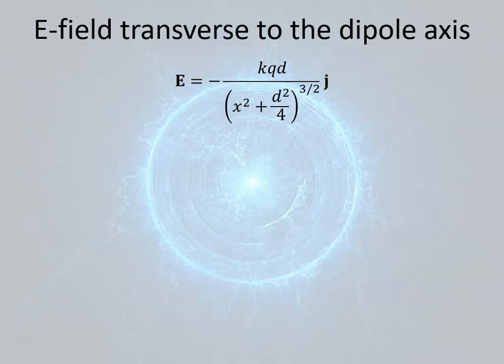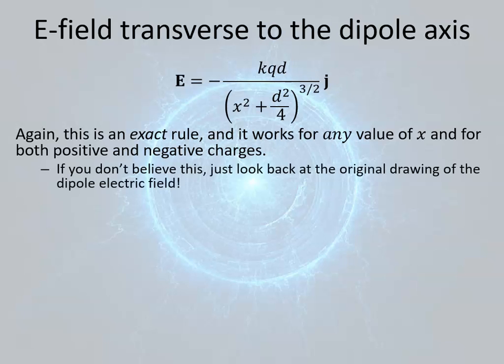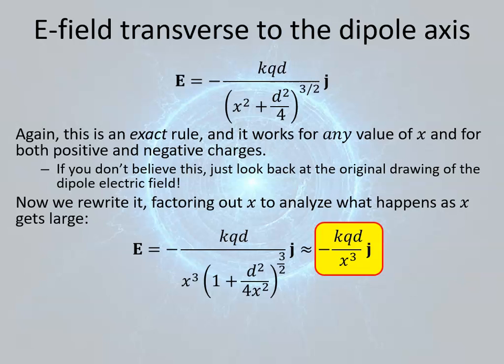Now, how do we apply our approximation here? Do we need to use the binomial approximation? In this case, the answer is no, because all we need to do is just factor out that x squared. And when we factor out that x squared, we'll see that we have everything that we need. That's x squared quantity to the 3/2, which is x cubed. And we can say, okay, well, when x gets really big, this d squared over 4x squared plus 1 is just approximately 1. And that's all that we're left with, and we're fine.